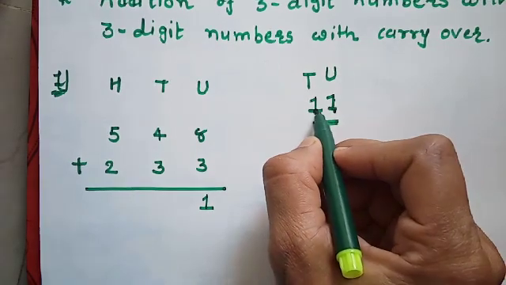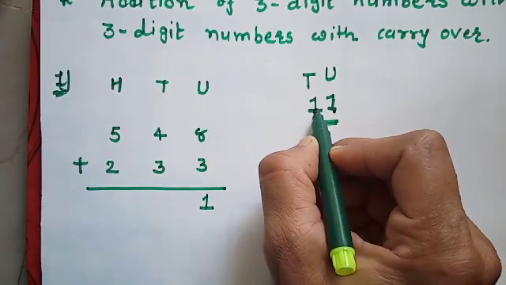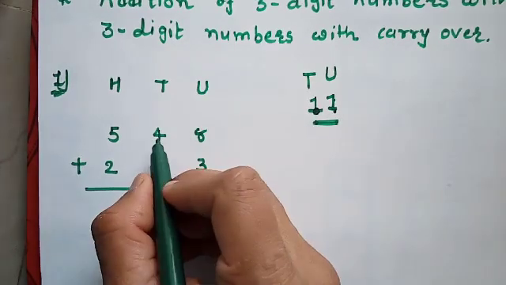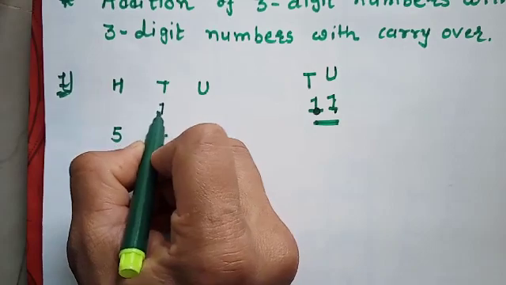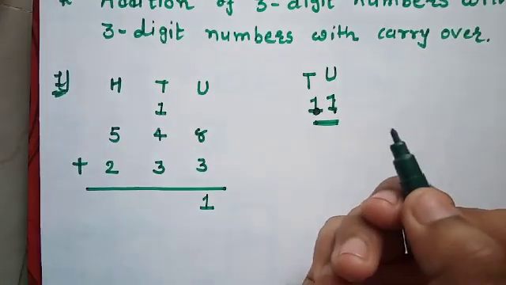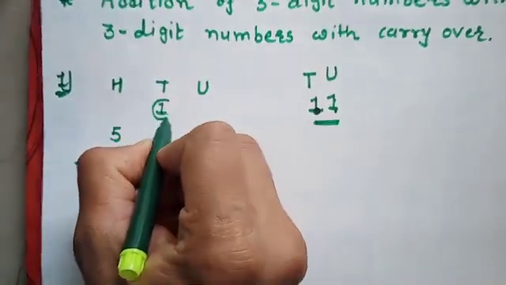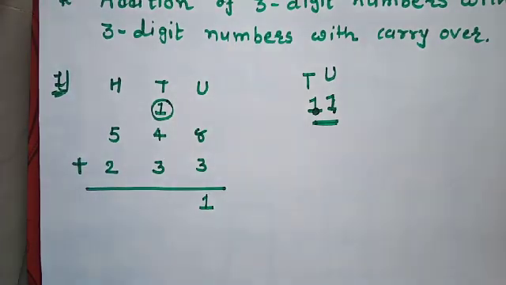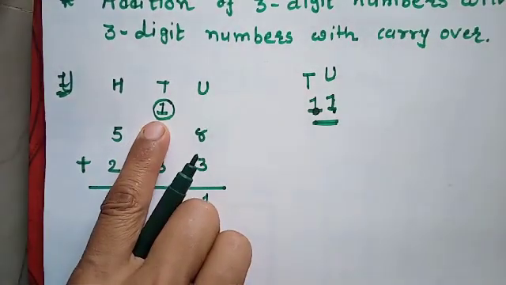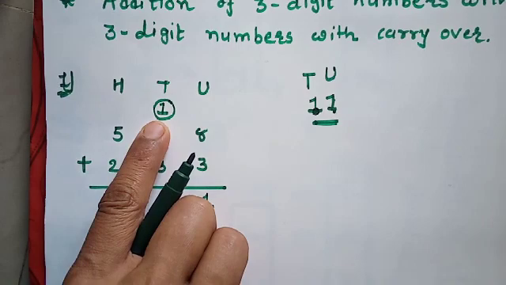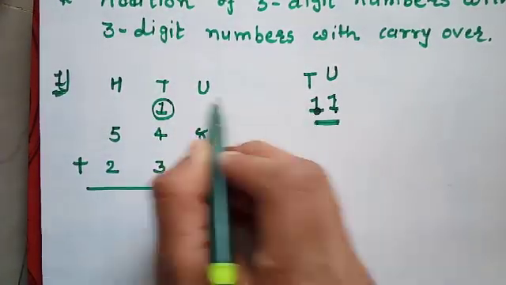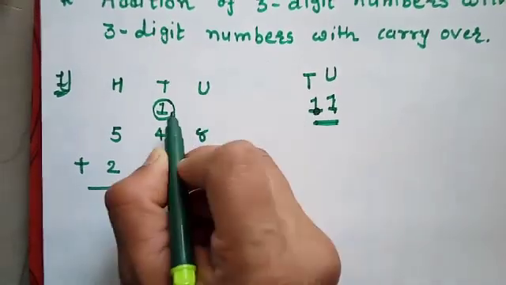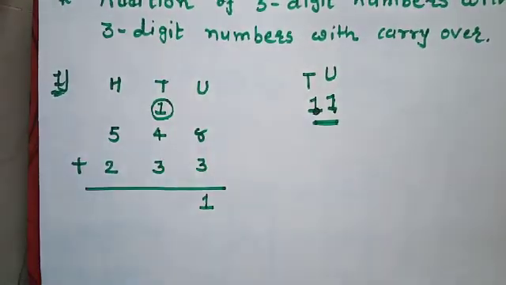Okay, so we put this number on the tens place, right? But here or here we cannot put it, right? So we put it here on the tens place, and make a circle on that. It's called carryover. What is it called? Carryover, right? That means we have to take this number from here to here.